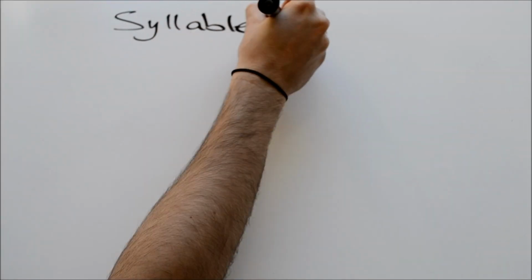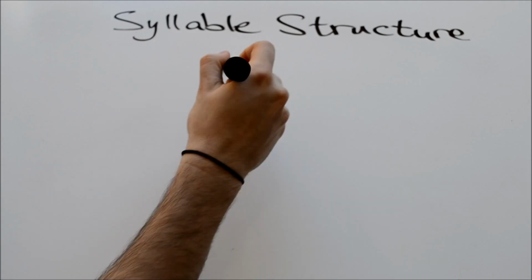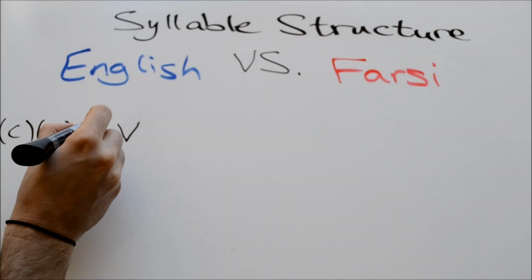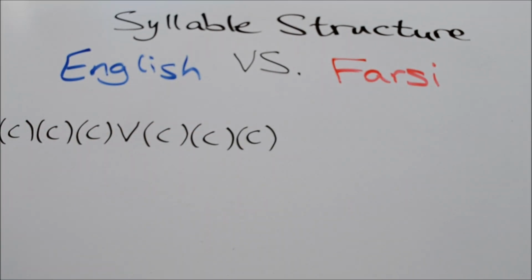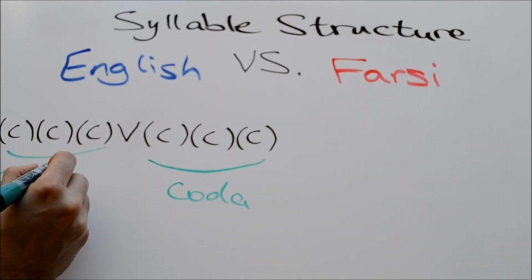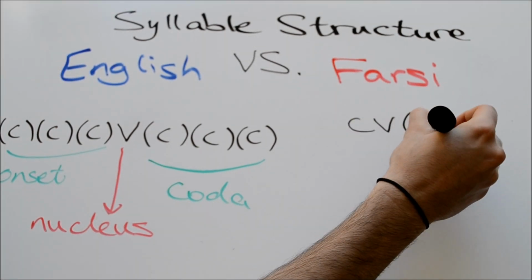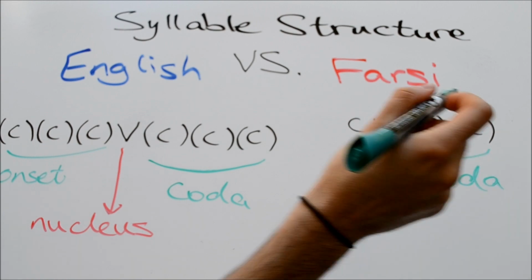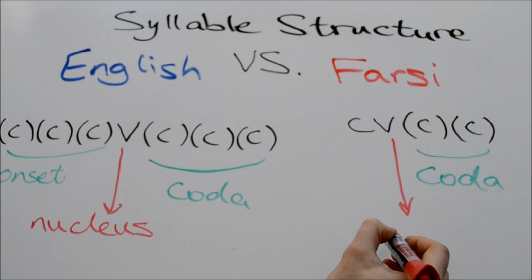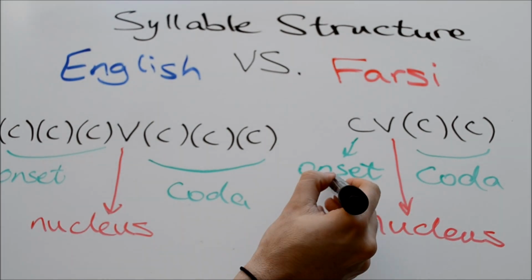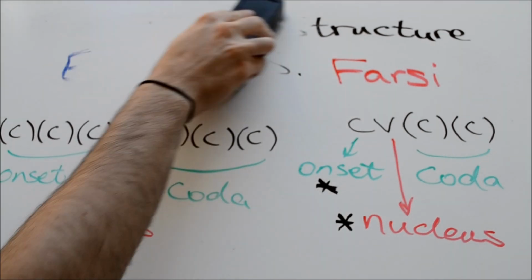Let's take a closer look at the syllable structure of English and Farsi. As one would expect, the syllable structure of Farsi is quite different from English. In English, you can have up to 3 consonants precede the vowel. However, in Farsi, syllables always start with a consonant followed by a vowel. What this means is that, as opposed to English, where consonant clusters can occur in the onset position, in Farsi this is not possible.